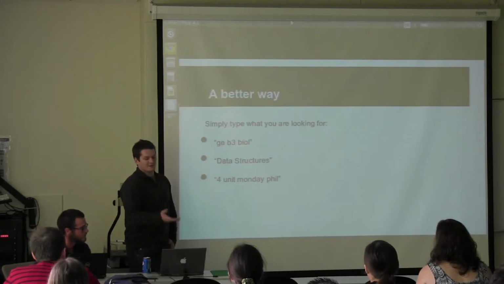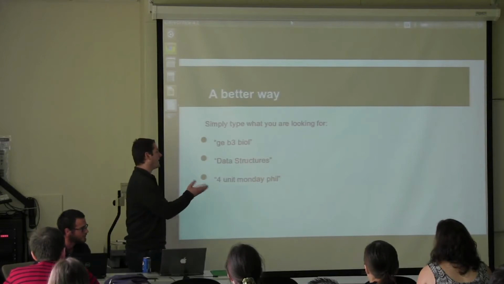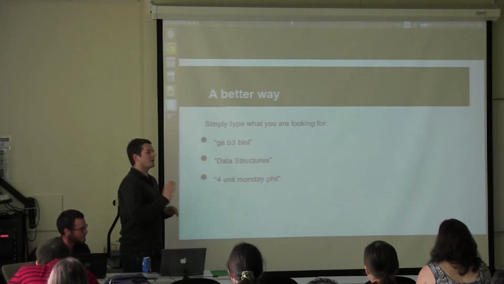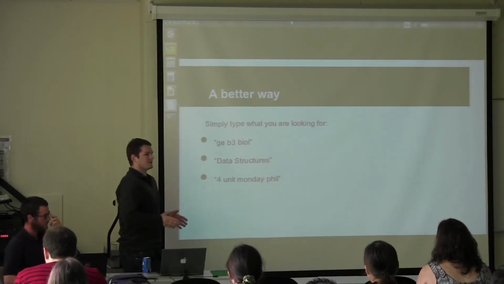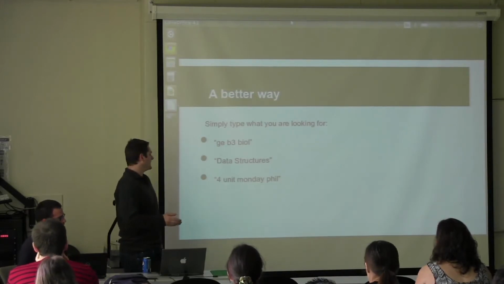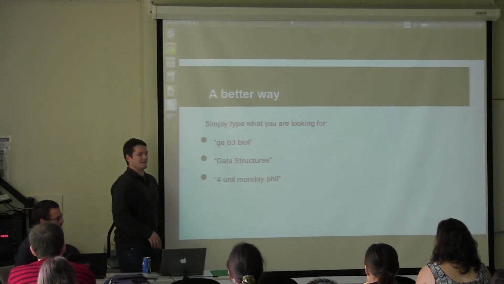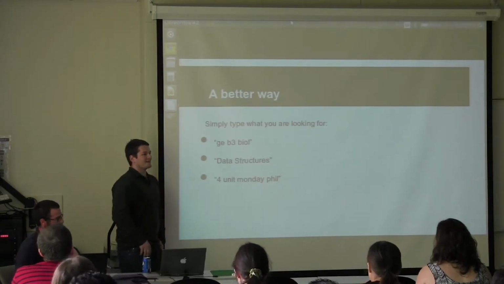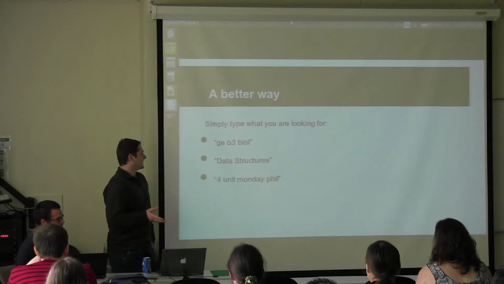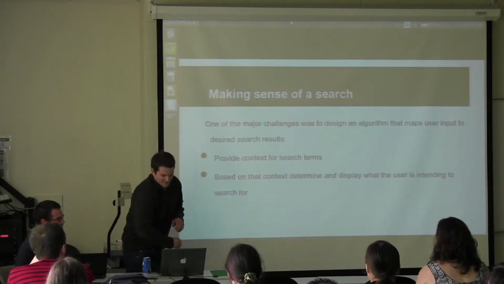So queries such as general education, B3, biology, would map to all the GE B3 biology courses currently being offered for this semester. And data structures would return the single data structures or the two data structures classes that are currently being offered. And 4-unit Monday philosophy. A question like that could take a long time to answer on PeopleSoft or using a catalog. So that's really what we're trying to solve.